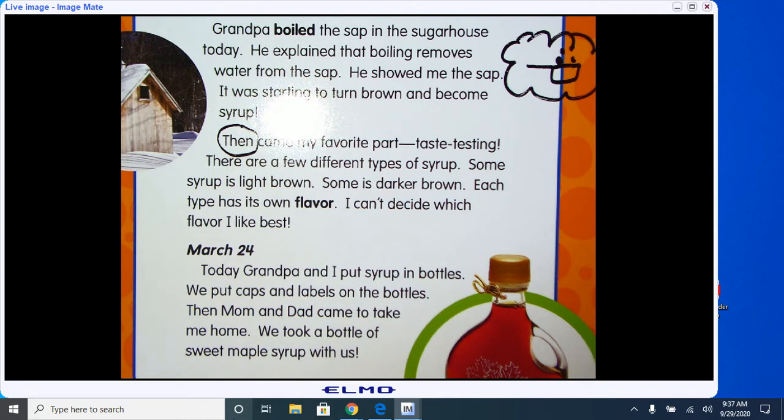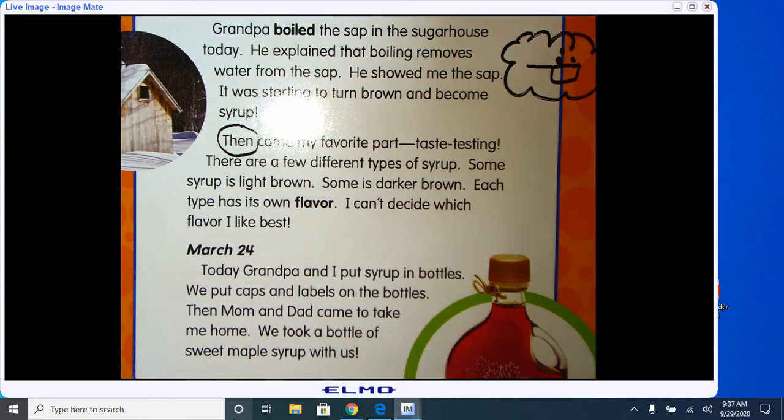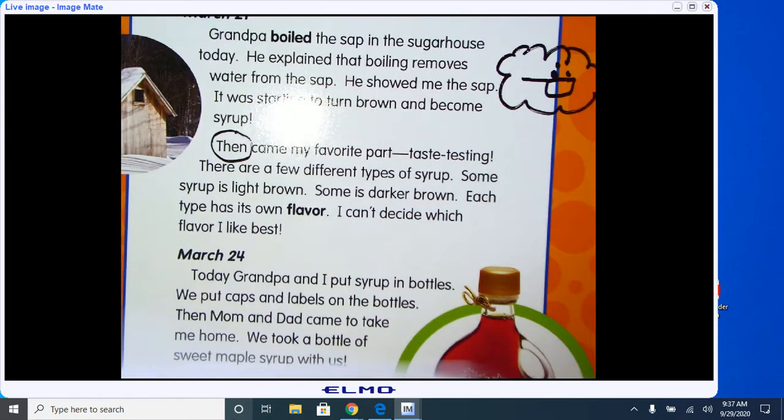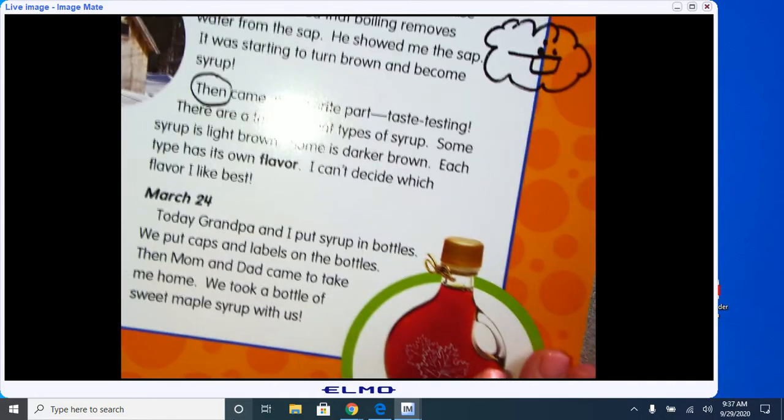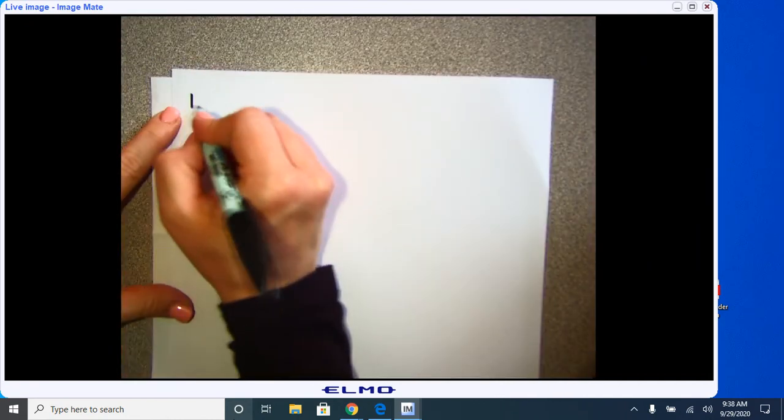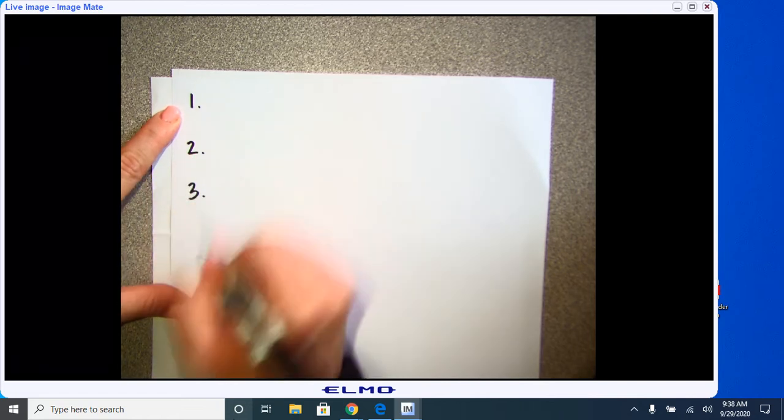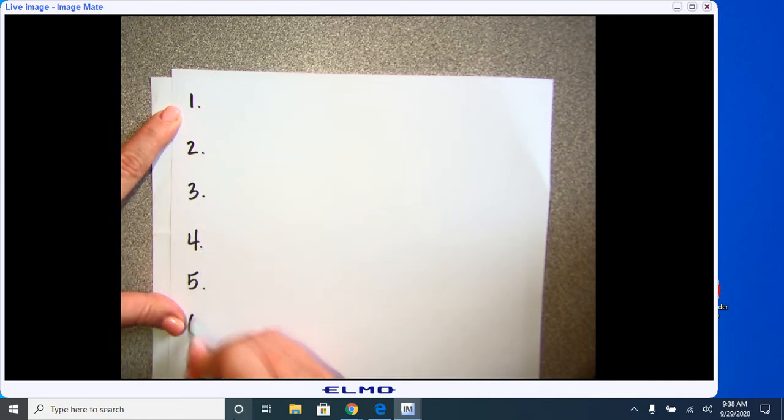All right, so what we're going to do is list the steps that we found in this story to making maple syrup. Now, there's two different ways that you can do this. You could do it in a flow chart where it went 1 through 6. So we could do it like this. 1, 2, 3, 4, 5, 6.